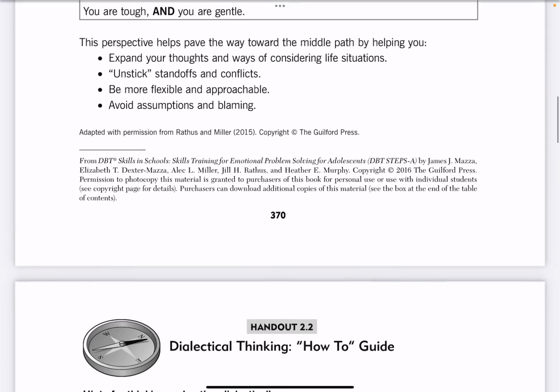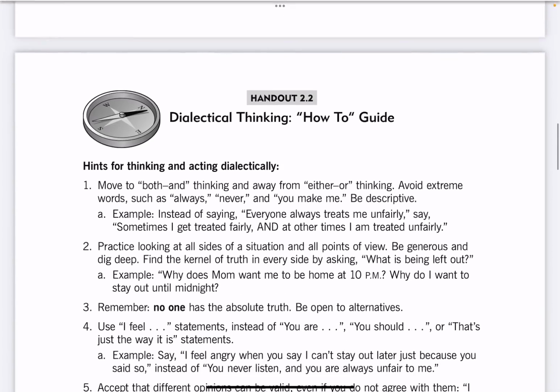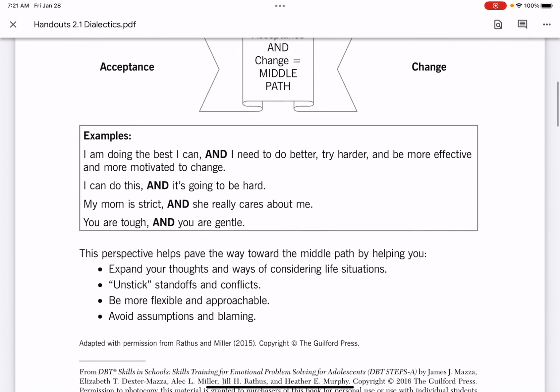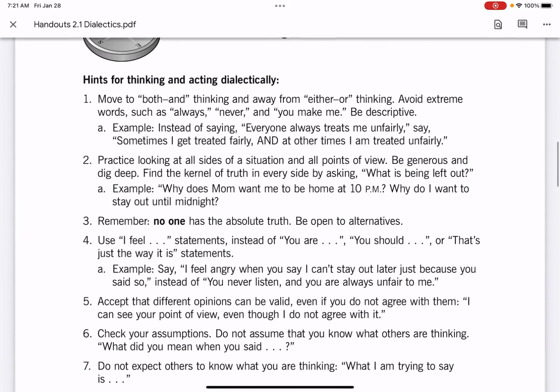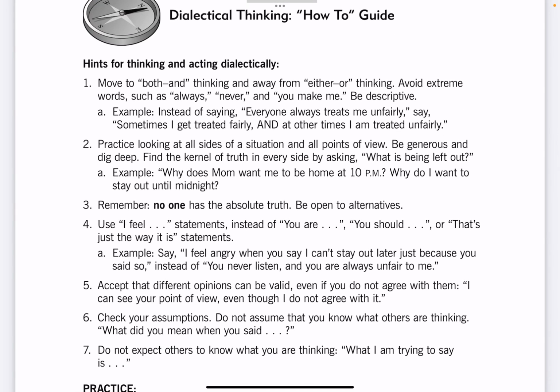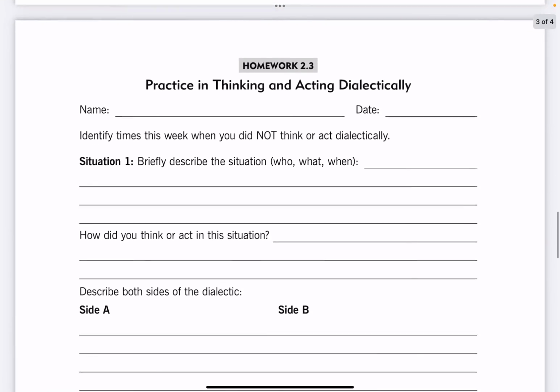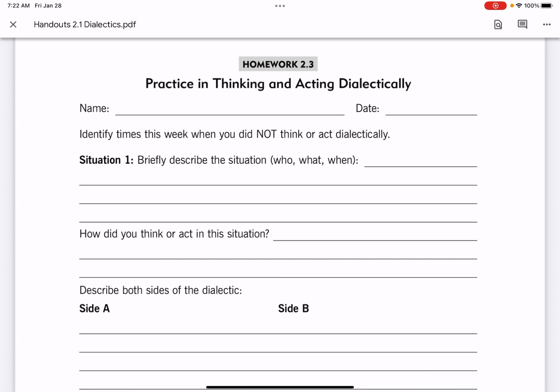So what I want you guys to do as you're reading through this handout is read through some of these options, ways that we can think and act dialectically. It gives you 7 different ways to give you some examples. Then I want you to go through and work on the practice. Circle dialectical statements, okay? And then here, I want you to come up with real-world examples for yourself.